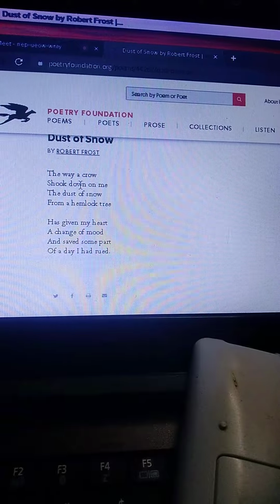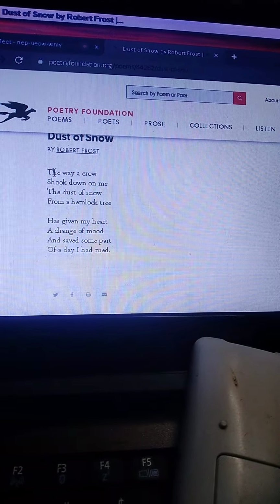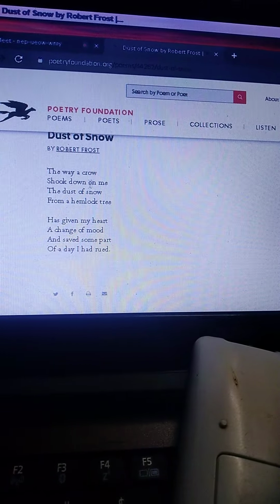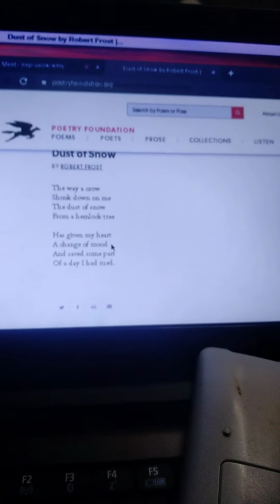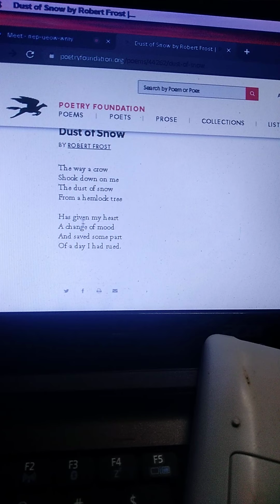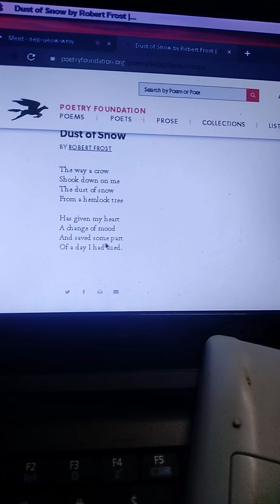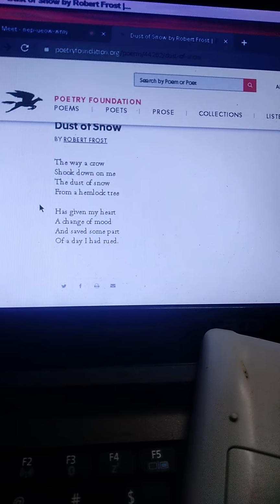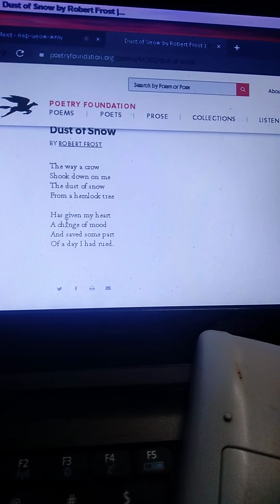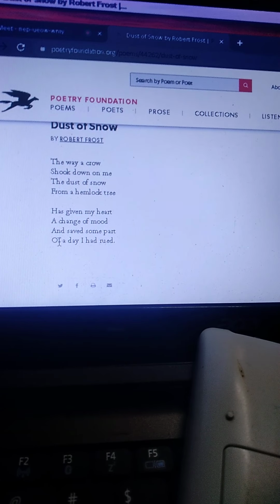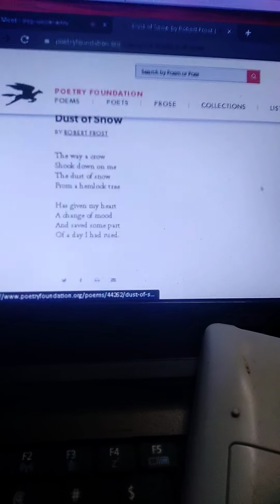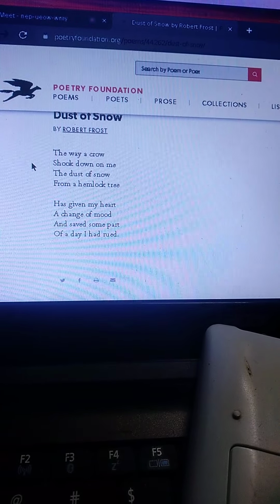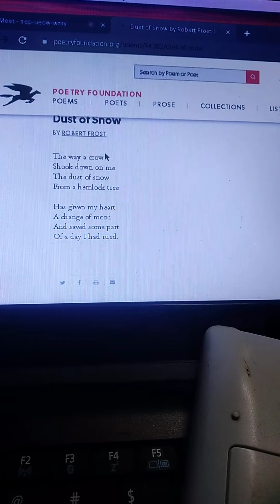Also, we find here: the way a crow shook down on me, the dust of snow from a hemlock tree, has given my heart a change of mood and saved some part of a day I had rued. So alliteration connotes that the same sounds are being used, and this has been used, and the rhyming scheme is wonderful here.